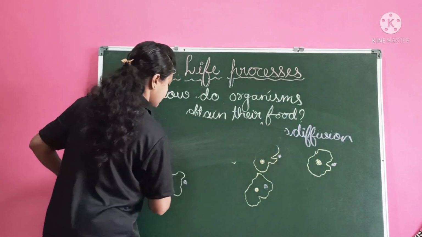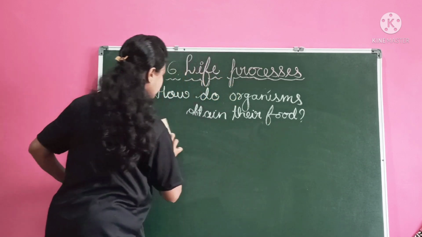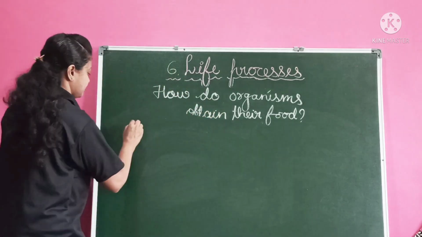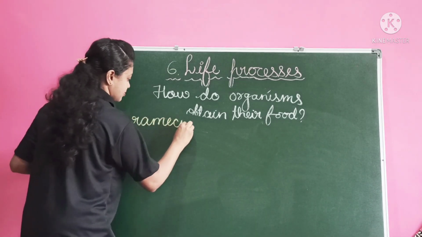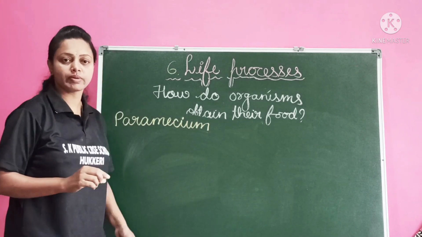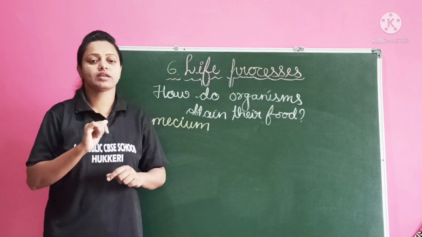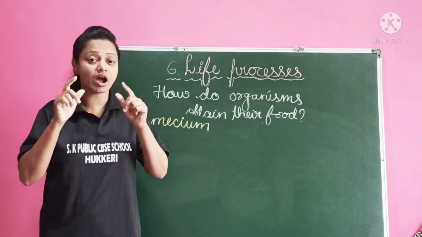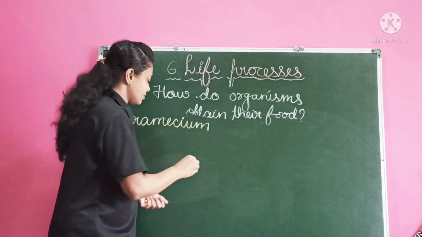Now let's understand one more example, that is nutrition in Paramecium. Here cilia are present all over the body. You have seen the Paramecium. It takes in the food. Cilia are the outer covering, hair-like structures present in the Paramecium.